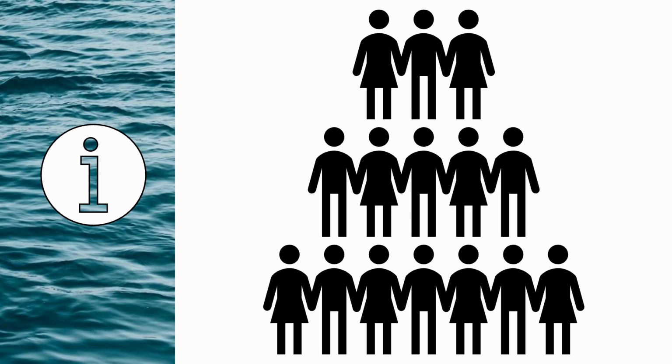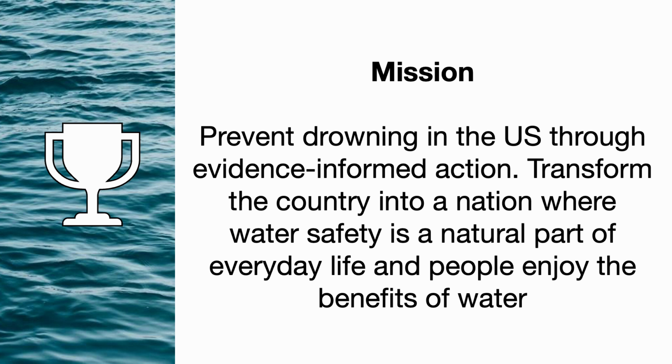To develop the outputs for this plan, a large group of content experts and stakeholders from across the water safety and drowning prevention spectrum were brought together a few years ago and divided into 6 different subcommittees focused on different focus areas of the campaign. Their work and the outcomes from this work are all going to be aimed at the primary goal of preventing drowning in the U.S. through evidence-informed action. Also transforming the country into a nation where water safety is a natural part of everyday life and people enjoy the benefits of water.